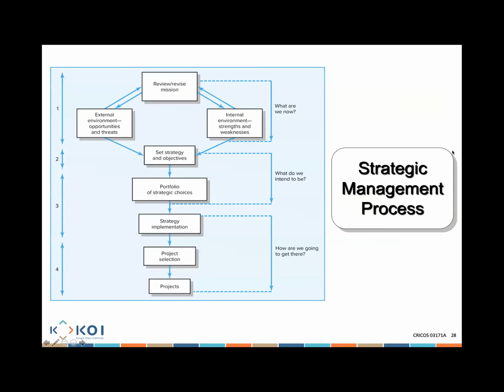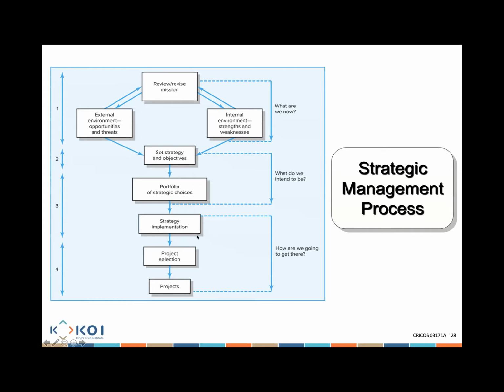When we think about strategy, we need to ask ourselves 3 questions. 1, what are we now? 2, what do we intend to be? And 3, how are we going to get there? What are we now? What's my current mission? What do we want to be? To know what you want to be, you need to know the environment. What is happening outside? What is happening in my business? What is happening outside my business? I need to make that adjustment. I need to make that learning. And that learning will tell me what I want to be based on how the environment is changing.